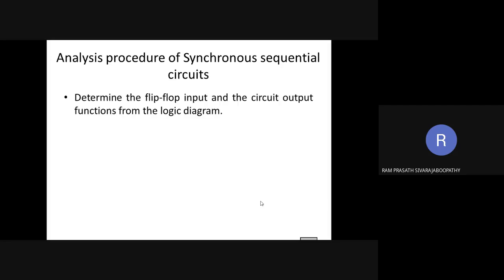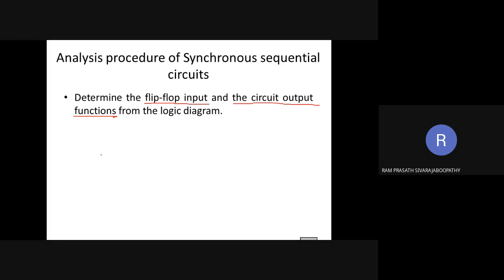So we have some steps which we have to follow to analyze the synchronous sequential circuit. We will go one by one. The first step is to determine the flip-flop inputs and the circuit output function from the logic diagram. You will be given some logic diagram, and from that we have to determine the flip-flop inputs, what flip-flops are available in the circuit, and find the function for the input. Similarly, the circuit output function also we have to determine. Are you able to understand? So this is the first step.